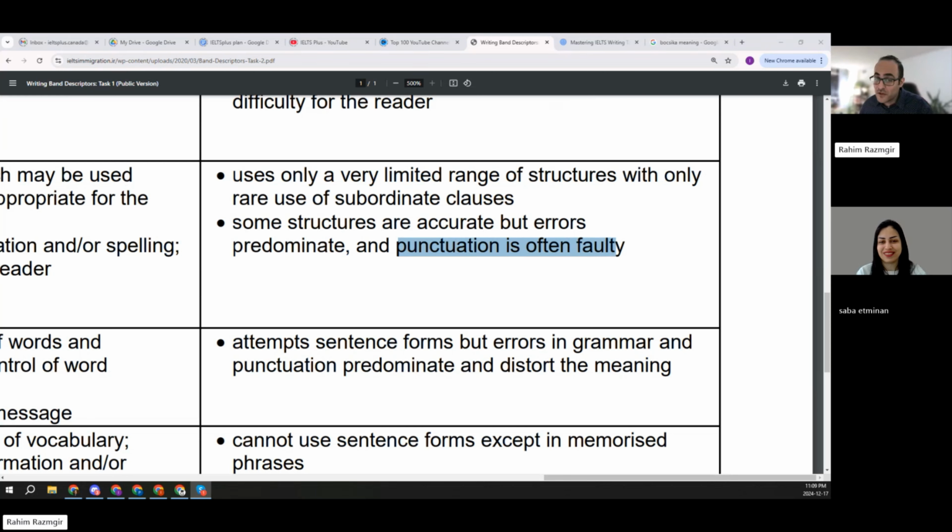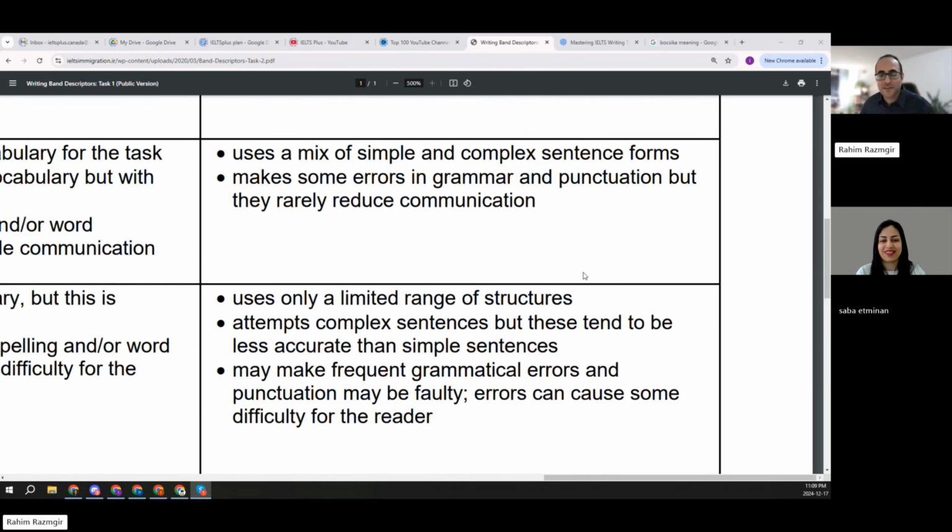And your punctuation should be often faulty. Often. If it's not faulty, you're in trouble. You will get more than 3. So all right. So that's the joke of the end.